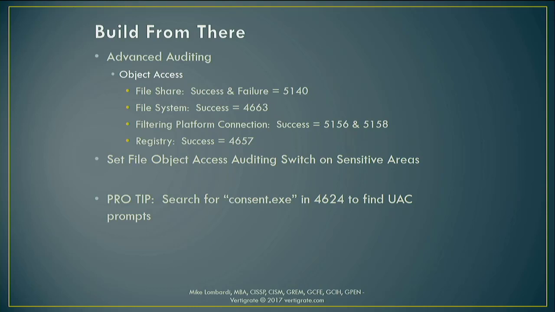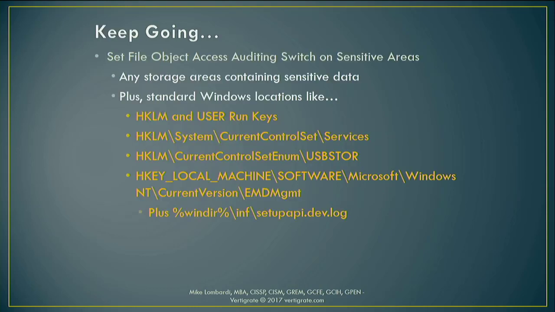So keep going. Again, we talked about registry keys. Here's some of the ones that I would start with. So we've got our local machine and our user run keys. These are areas of persistence. The rest of them typically pertain to USB storage. So if you want to know more about who plugged in what where, yeah, there are other ways to get at this.